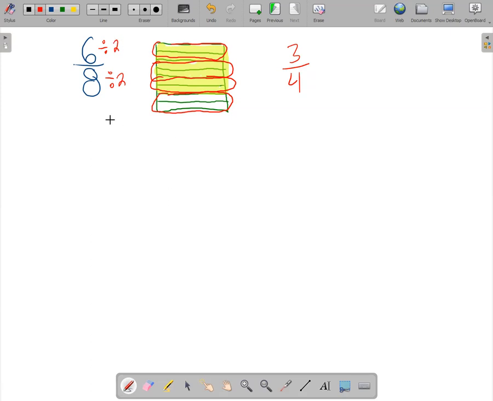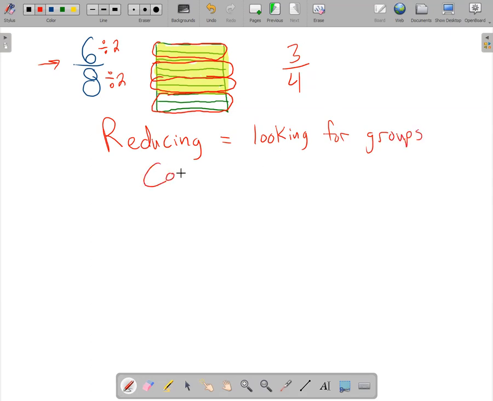And so it's a good idea early on to link that reducing of fractions to the idea of groups in a picture like this. So in this case, my reducing is just looking for groups of 2. But we could be looking for groups of 3 or 4, or it just kind of depends on the fractions. But looking for groups is the idea. That looking for groups is finding common factors.